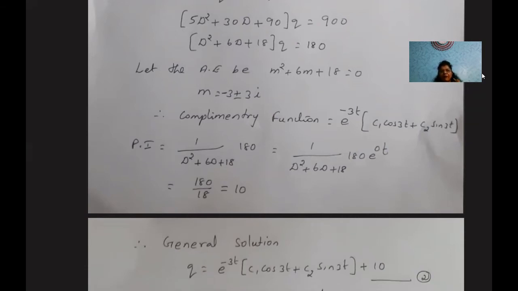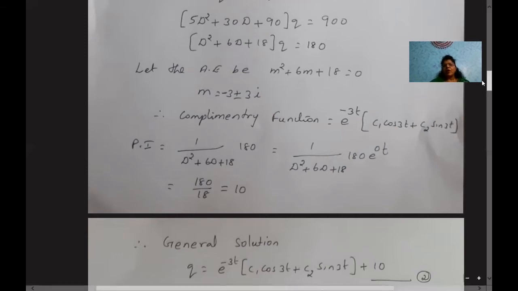Here the value of alpha, that is the real part, is minus 3, and beta, the imaginary part, is 3, and here the variable is time t. So instead of x, t; instead of alpha, minus 3; instead of beta, 3, I have substituted. We obtained the complementary function.